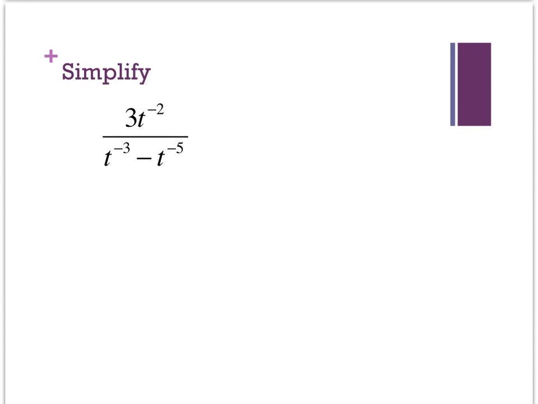Unfortunately, that strategy doesn't always work. Like for example, in this case, if I were to just take the t to the negative second and put it down here, when I distribute it, I'd still end up with negative exponents. So in this case, we need to go a little bit further.